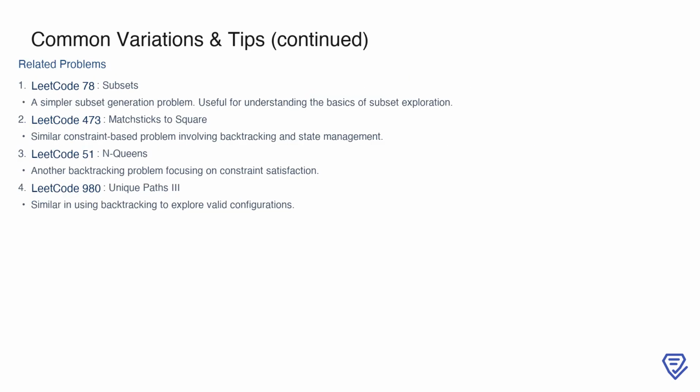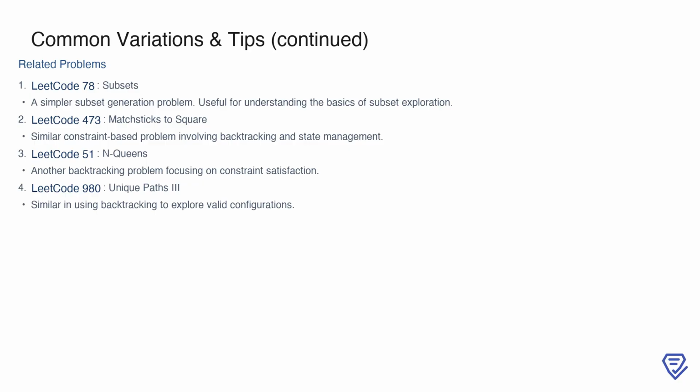Understanding related problems can deepen your grasp of the techniques required here. For instance, LeetCode 78, Subsets, is a foundational problem that teaches the basics of generating subsets. This is a great starting point to build your understanding of subset exploration. LeetCode 473, Matchsticks to Square, introduces similar constraints and uses backtracking with state management, making it highly relevant to this problem. Another valuable problem is LeetCode 51, N-Queens, which is also a constraint satisfaction problem that relies on backtracking.